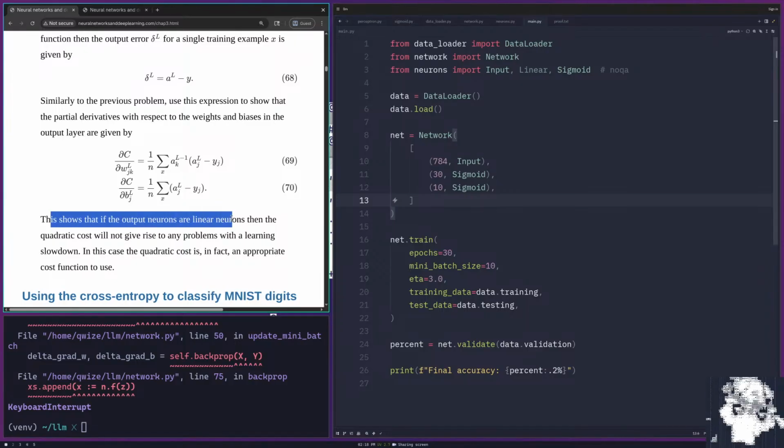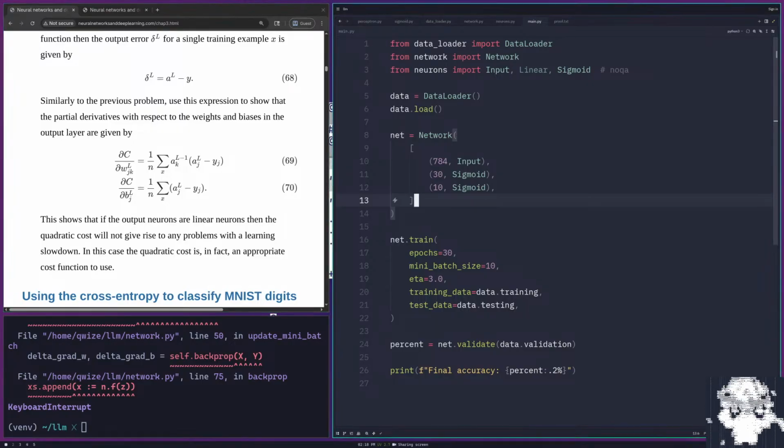This shows that if the output neurons are linear neurons, then the quadratic cost will not give rise to any problems with a learning slowdown. In this case, the quadratic cost is in fact an appropriate cost function to use. Okay.